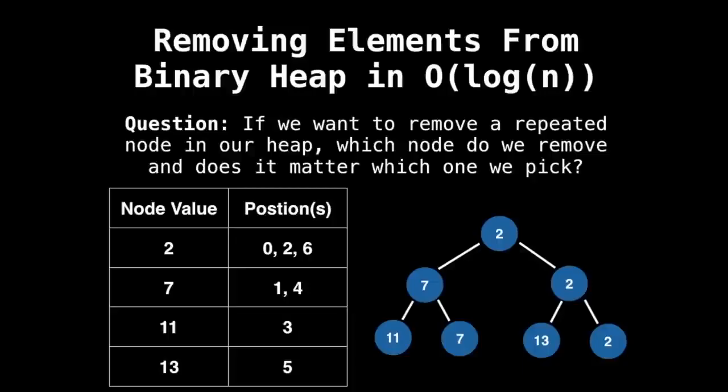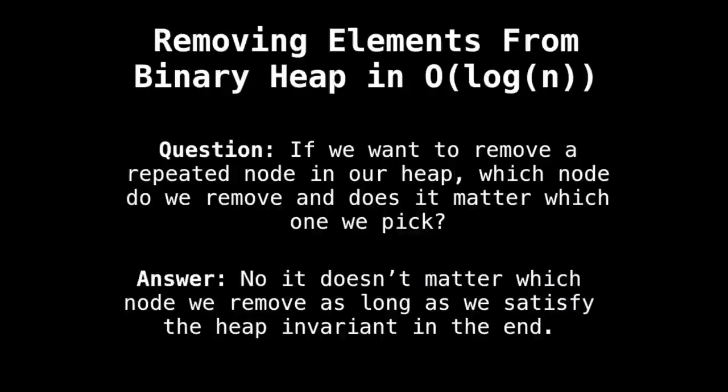If we want to remove a repeated node in our heap, which node do we remove, and does it matter? Because if we look in our heap right here, there's 3 possible 2 values we could remove. Does it matter which one we remove? The answer is no, it does not matter, as long as, in the end, we satisfy the heap invariant. That's the most important thing.